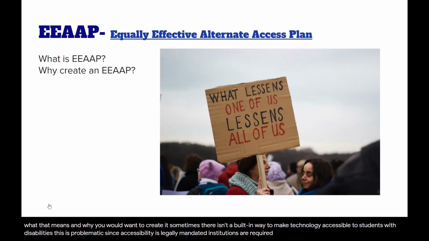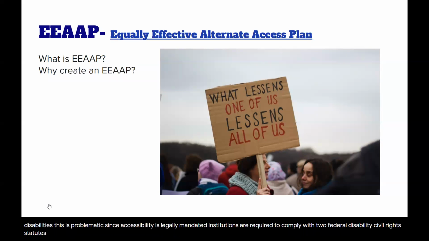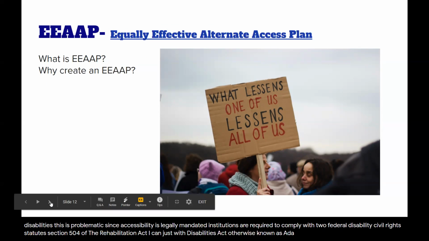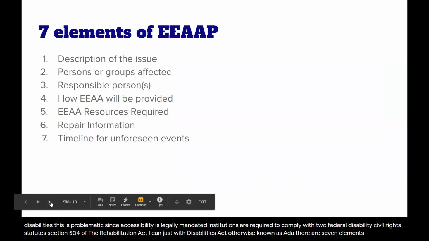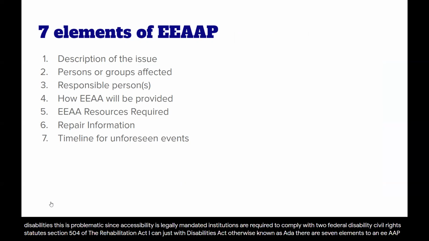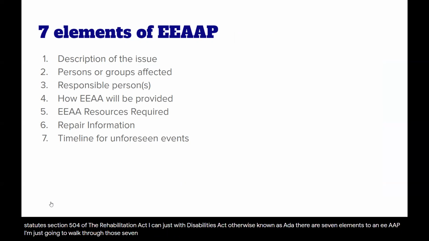Institutions are required to comply with 2 federal disability civil rights statutes, Section 504 of the Rehabilitation Act of 1973 and the Americans with Disabilities Act, otherwise known as ADA. There are 7 elements to an EEAAP. I'm just going to walk through those 7 really quickly.